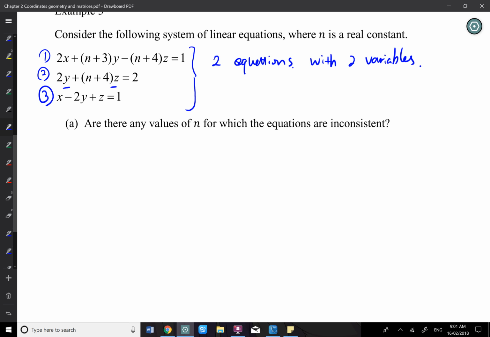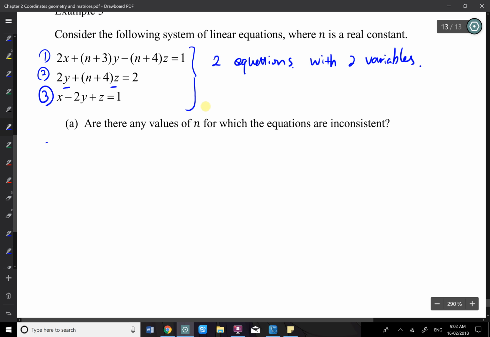So what I will do is reduce three variables to two variables for equations 1 and 3. We don't want x, because the second one has y and z in it. So for the first and third, I want to get rid of x. That's why I will multiply equation number 3 by 2. That gives me 2x minus 4y plus 2z equals 2.